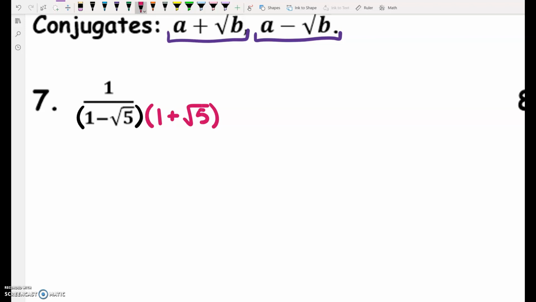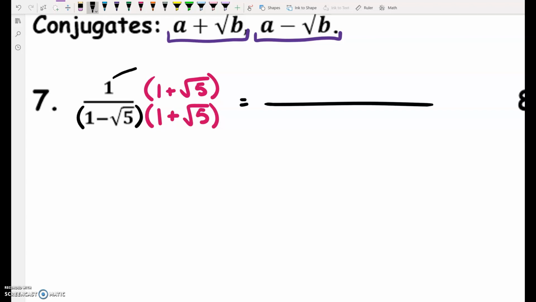You can't just multiply the bottom of a fraction, you have to also multiply the top of the fraction. So we're going to multiply both the top and the bottom by the conjugate, 1 plus the square root of 5. On the top, we simply distribute. 1 times 1 is 1. 1 times the square root of 5 is just the square root of 5.